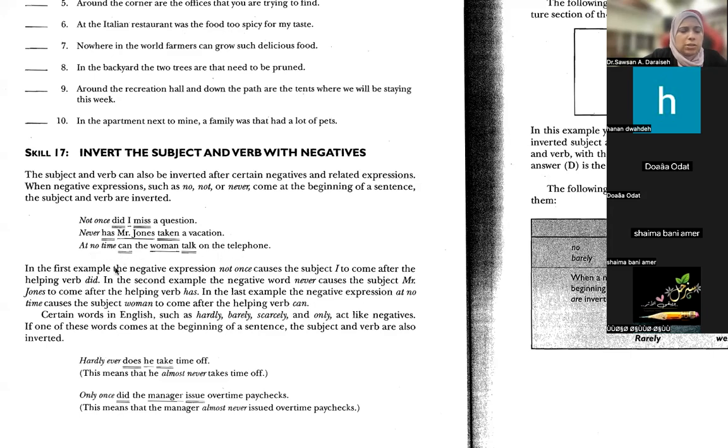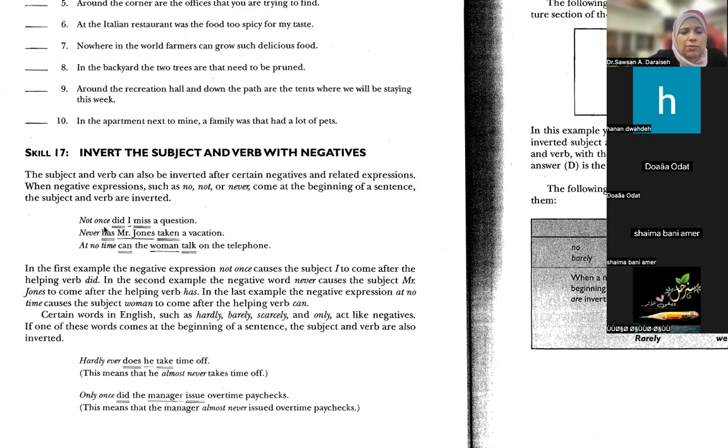Maybe this woman is a prisoner. That's why we say this about her. At no time can the woman talk on the phone. She's probably not necessarily a prisoner in jail, but probably she's imprisoned by somebody, or she's just busy. If you look at this first sentence, not once did I miss a question, I just want to remind you of also not, but it's part of a phrase. Not once means wala ay marra, wala hatta marra. That's what it means when you say not once. So the idea is that any phrase that has not.